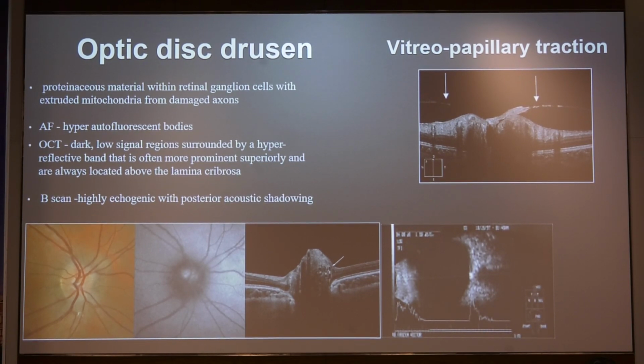OCTs are a newer way in where you can actually see these low dark signals along with hyperreflective bands above the lamina cribrosa. So you can do a B scan, you can actually pick up these highly echogenic lesions with posterior acoustic shadowing.